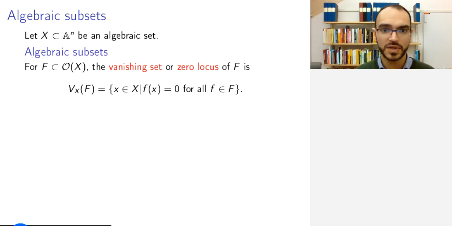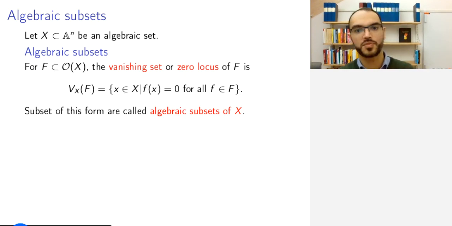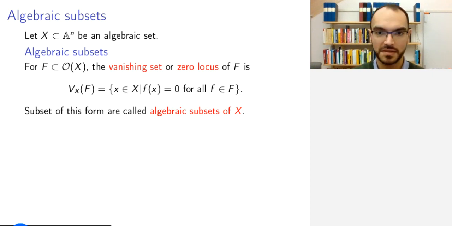Namely, we define algebraic subsets. If we have a set of regular functions on X, then the vanishing set, or the zero locus of this, is defined in an analogous manner as the set of all x in X where all these functions vanish. And subsets of this form are called algebraic subsets of X. If you read in Gathmann, he already calls them affine subvarieties, because he calls algebraic sets already affine varieties.